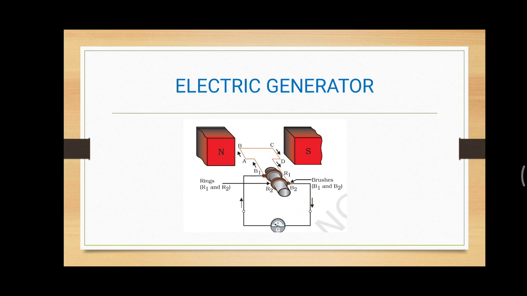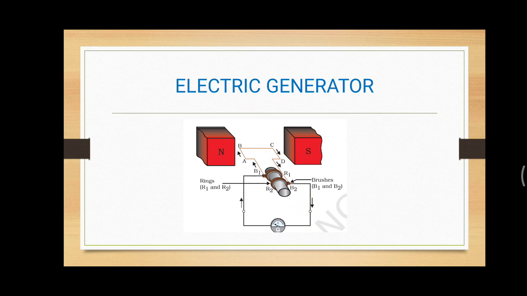And the current forms due to the variation in the potential at the ends of that conductor. So that EMF generated, or the potential variation generated, is known as the induced potential or induced EMF. So the electric generator is the device which is working on the principle of this electromagnetic induction.